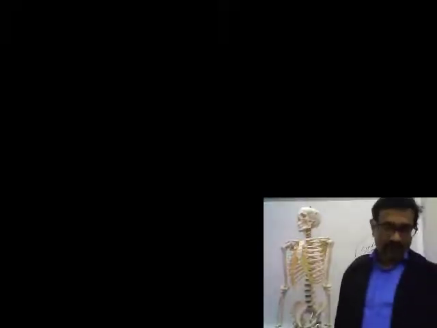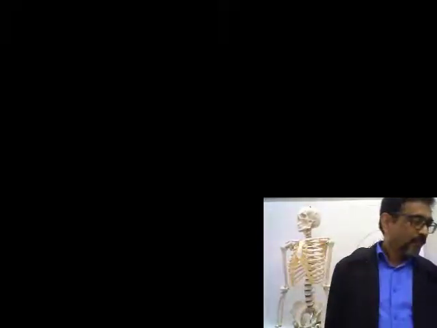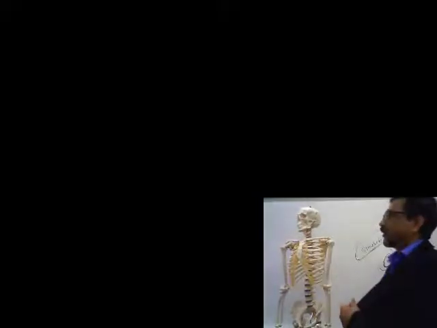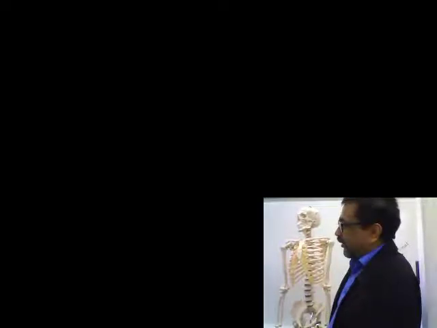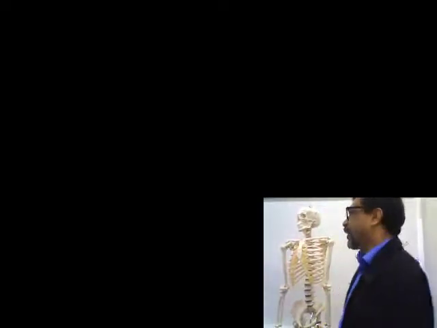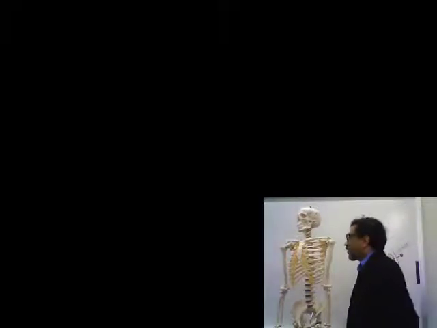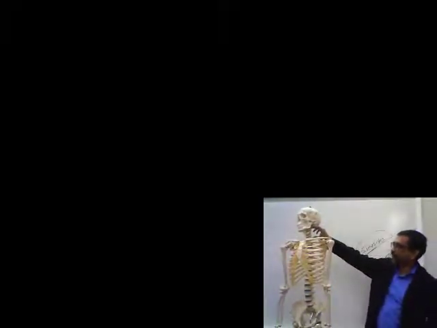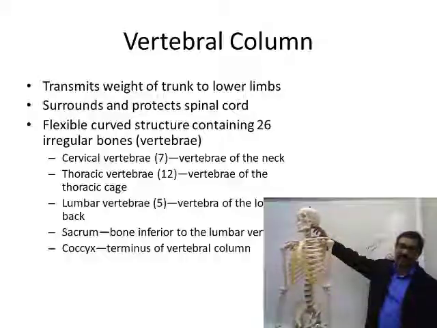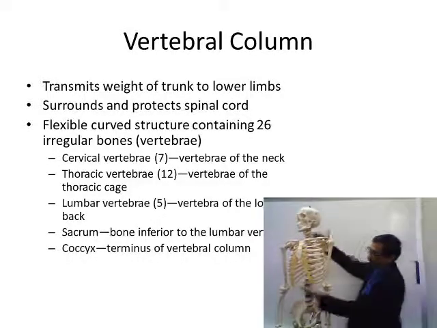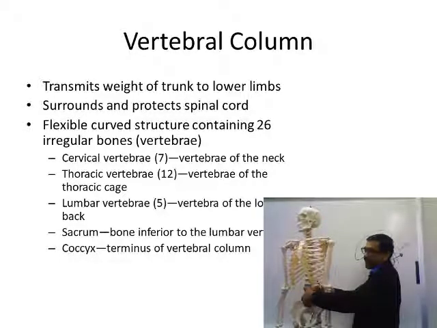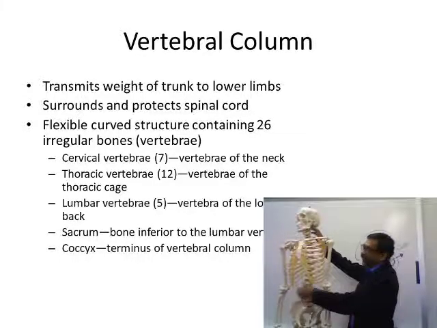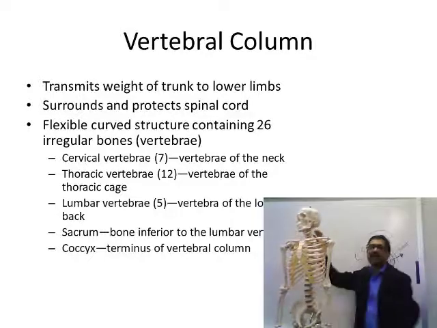Vertebral column consists of vertebrae and sacrum. There are three groups of vertebrae. Cervical vertebrae. In the neck part, how many? 7. So there are 7 cervical here. Then 12 thoracic. So in thoracic part, you have 12 here. And then bottom 5 are lumbar. So 7 cervical, 12 thoracic, and 5 lumbar.